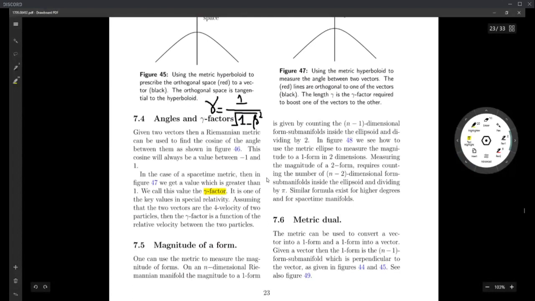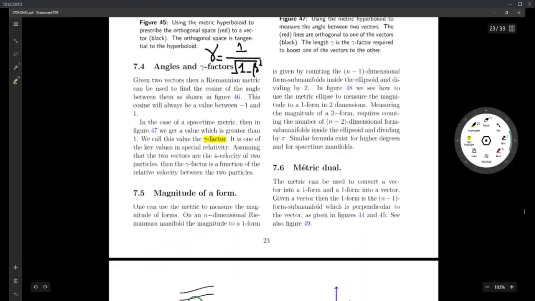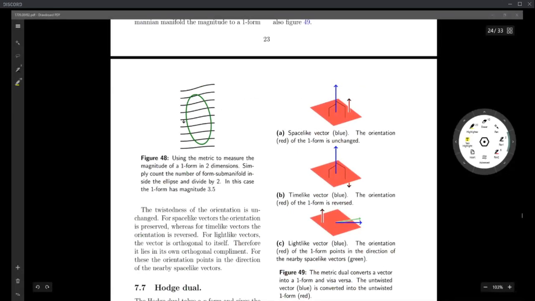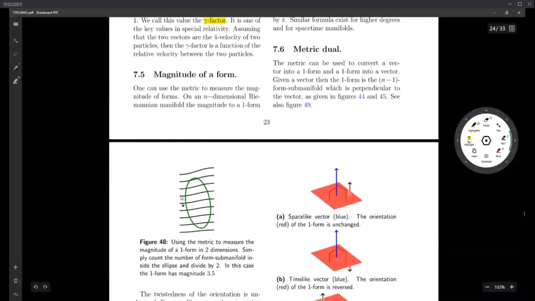Well, you can also use a metric to define magnitudes of forms. That is, when I say forms, I mean functions in a sense. So if you were to measure the magnitude of a one form, which you can think of as grid lines passing over, what you could then think of is, how do I specify the magnitude of these grid lines, or how do I specify the magnitude of this covector or one form? Well, all you'd need to do is just count the number of grid lines that this object is cutting through, and you just need to divide that by 2.